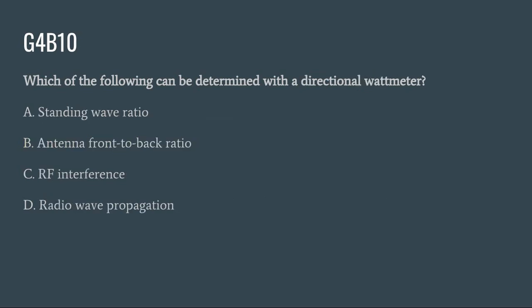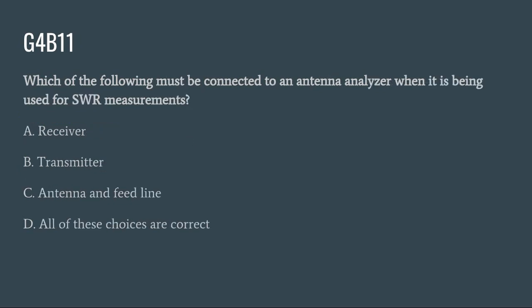G4B10, which of the following can be determined with a directional wattmeter? A, standing wave ratio. B, antenna front to back ratio. C, RF interference. Or D, radio wave propagation. A, standing wave ratio.